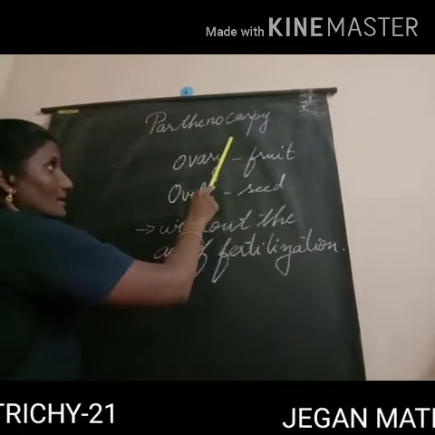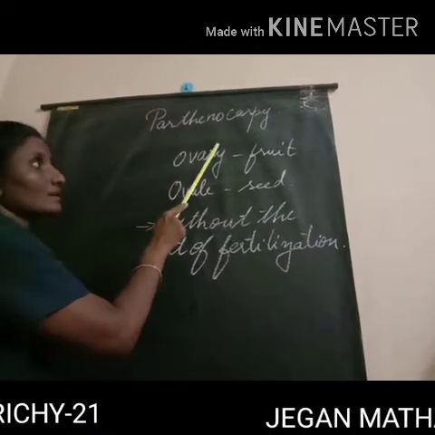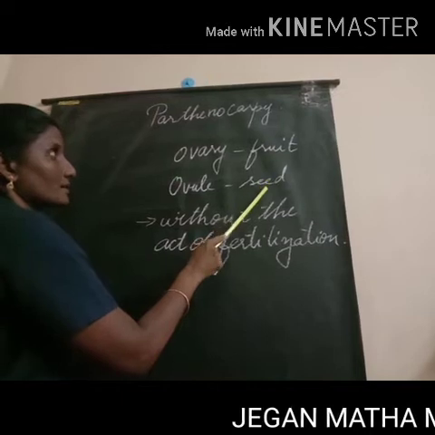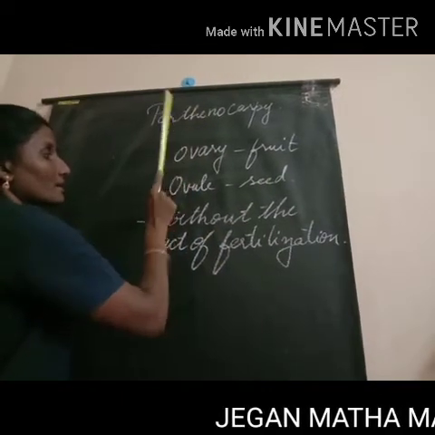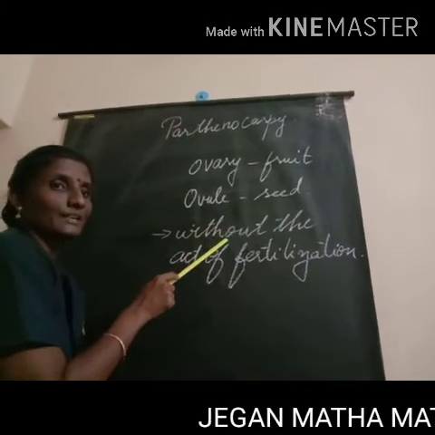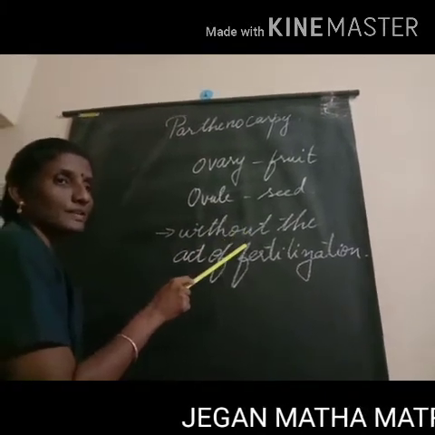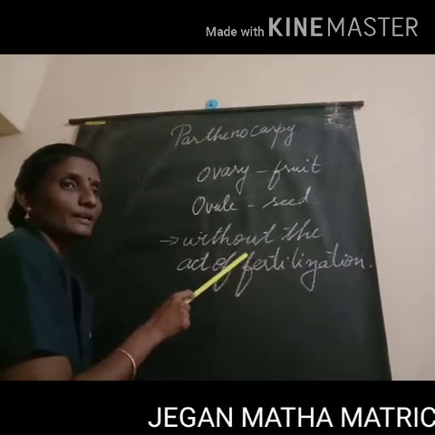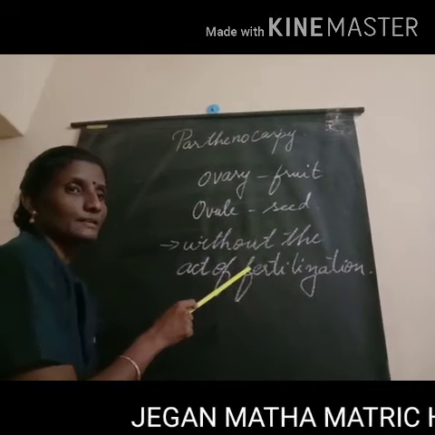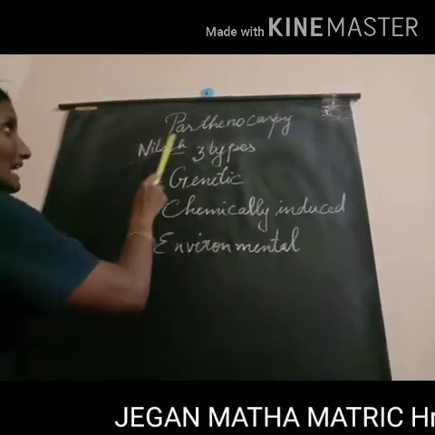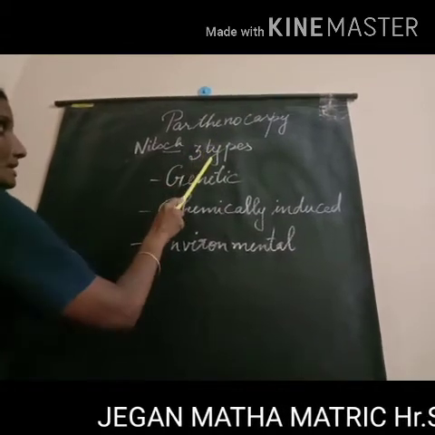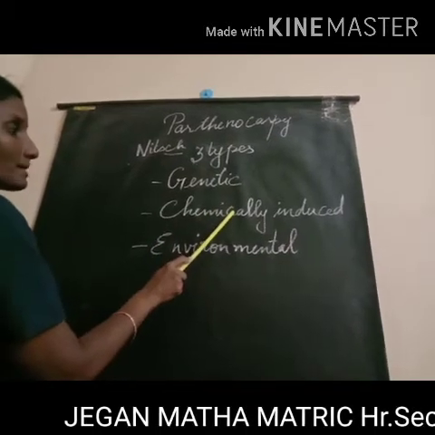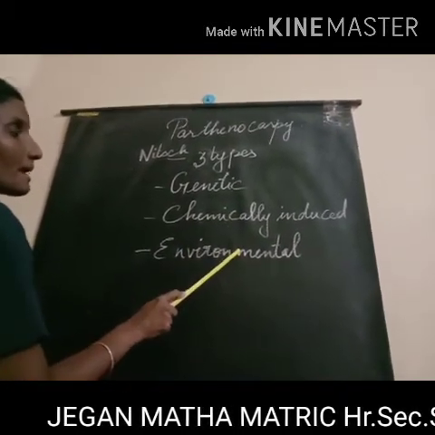Parthenocarpic fruit. As mentioned before, the ovary will change into fruit and the ovule will change into seed. In this type of fruit, the fruit-like structure is developed without the act of fertilization. Such fruits are called parthenocarpic fruit. Here the fruits will not have seeds. Next, parthenocarpic fruit is classified into three types: genetic parthenocarpic fruit, chemically induced parthenocarpic fruit, and environmental parthenocarpic fruit.